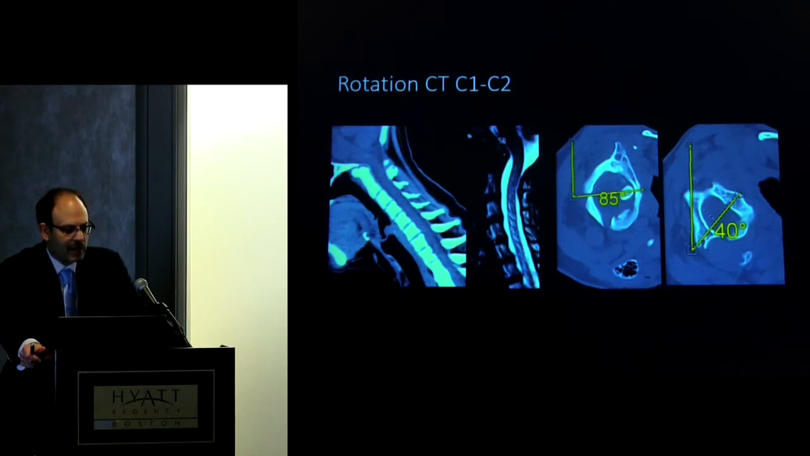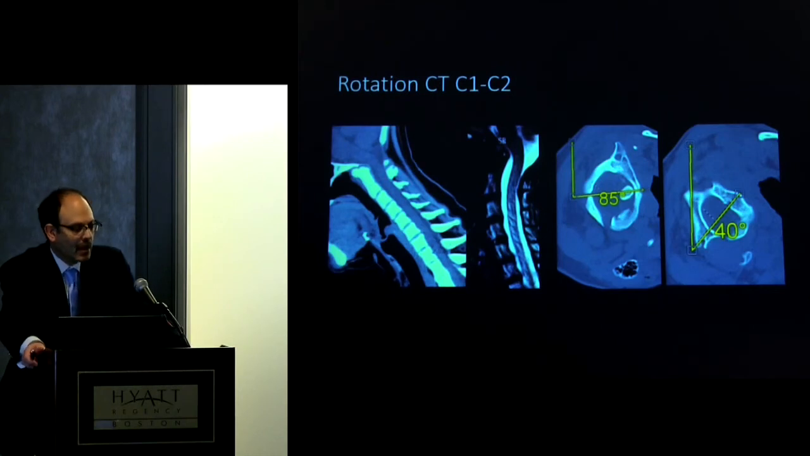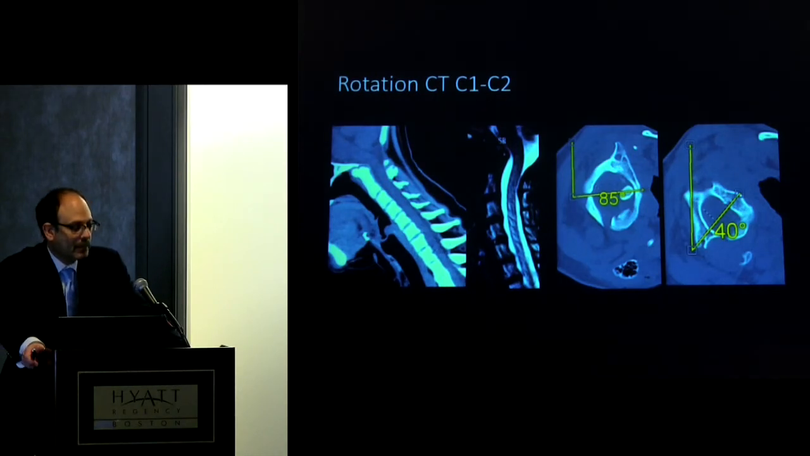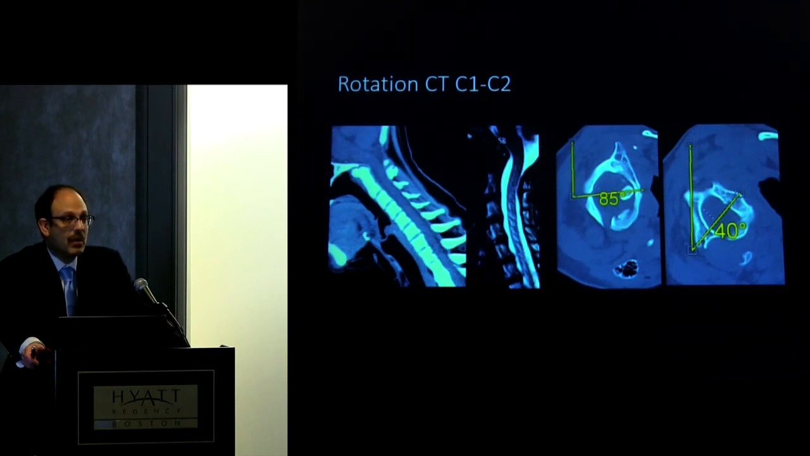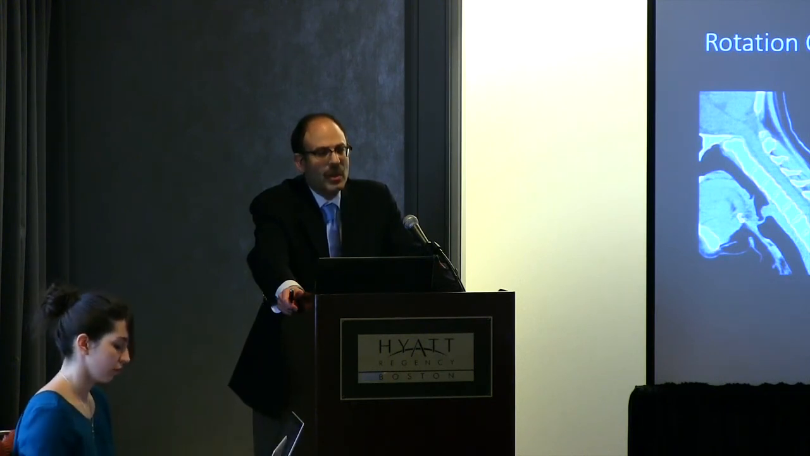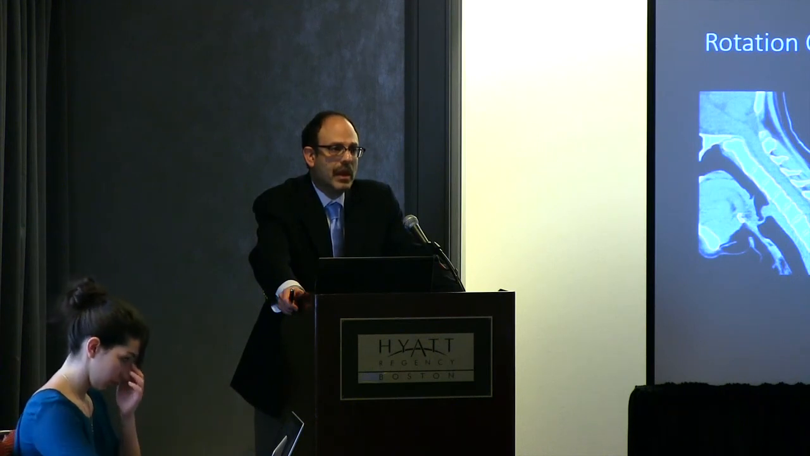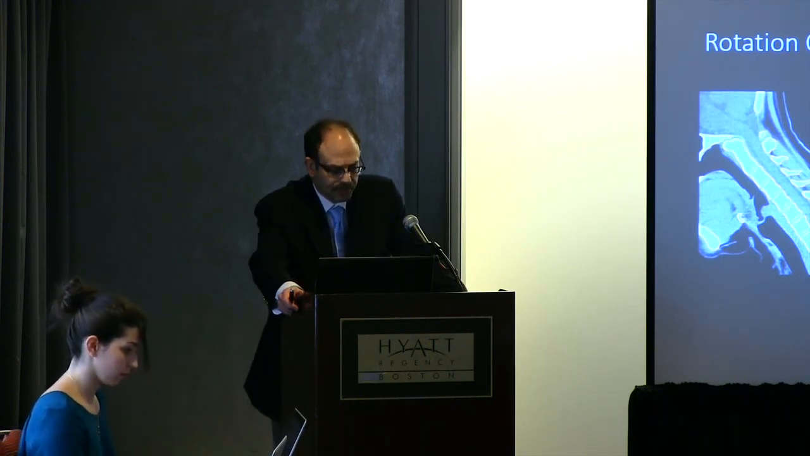Panjabi and White suggest 37 degrees is the upper range of normal. I consider anything above 41 probably significantly abnormal. I don't know that it's directly going to be twisting nerves or pulling on blood vessels, but it's a correlate of ligamentous instability to have this degree of rotation.